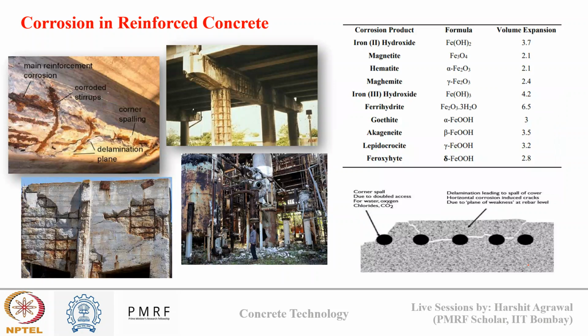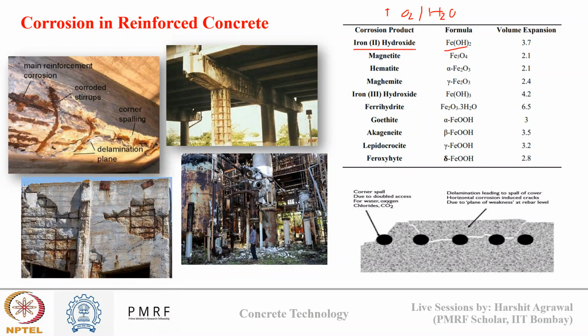Now, the third part of the definition is the end result of corrosion, and that is the corrosion product, or what we call rust. This rust can have different composition. We saw one composition is ferrous hydroxide. Based on the availability of oxygen and moisture, there can be different forms of rust product that can form.